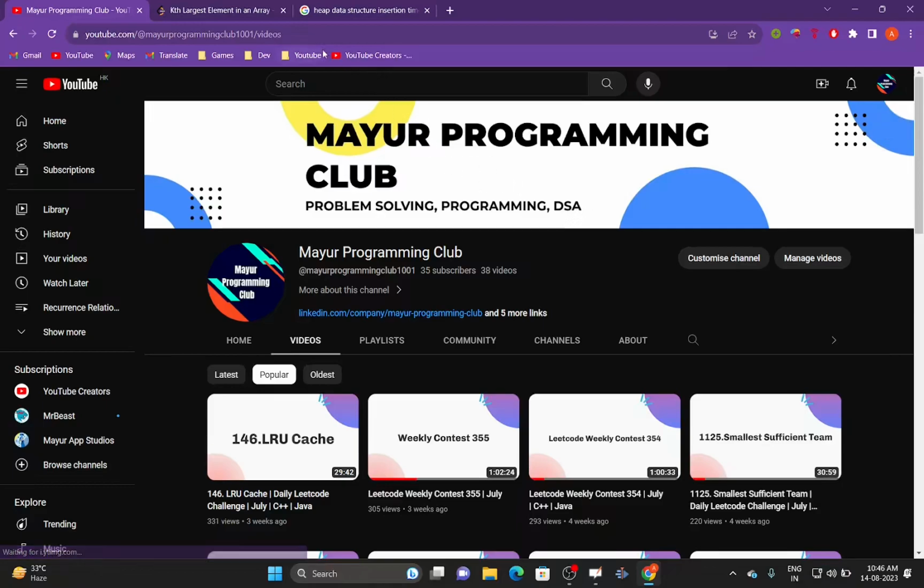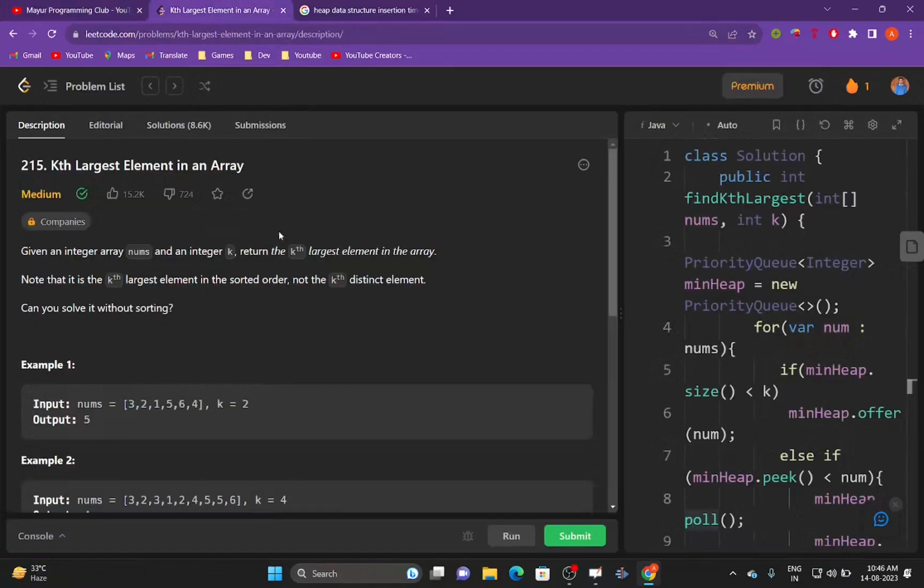Today we will be solving another daily LeetCode challenge, and the challenge name is kth largest element in an array. So the challenge statement goes like this: given an integer array nums and an integer k, you have to return the kth largest element in the array. Note that it is the kth largest element in the sorted order. Note, not the kth distinct element.